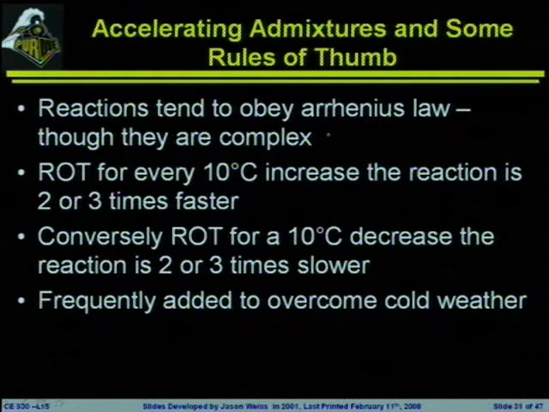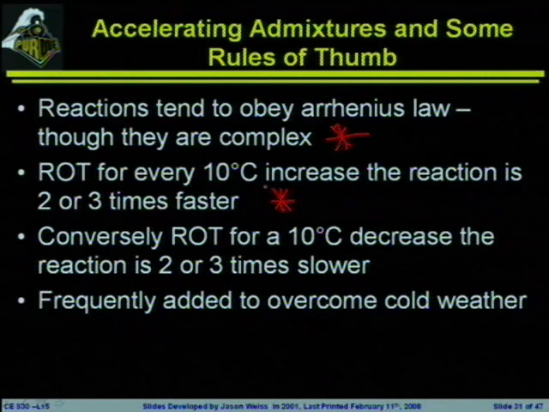In a few weeks, we are going to talk about the maturity method. One of the things that we will talk about is that the maturity method is based on the Arrhenius law. So whenever you're using an accelerator, you can use the Arrhenius law to do your calculations. Rule of thumb, every 10 degrees Celsius, for those of you who don't think in terms of Celsius, that's about 18 degrees Fahrenheit amongst friends, the reaction will typically halve or double.